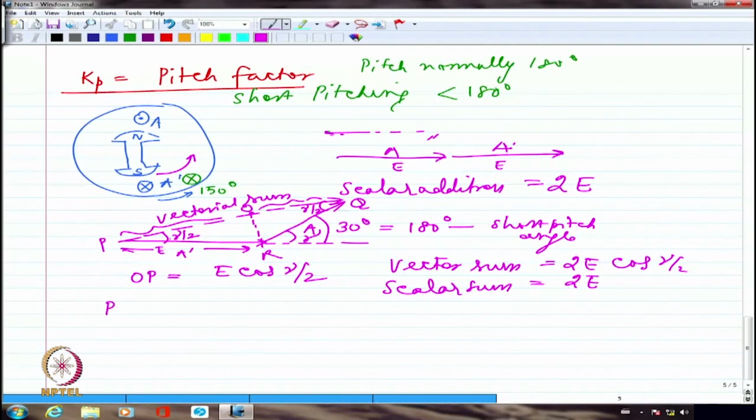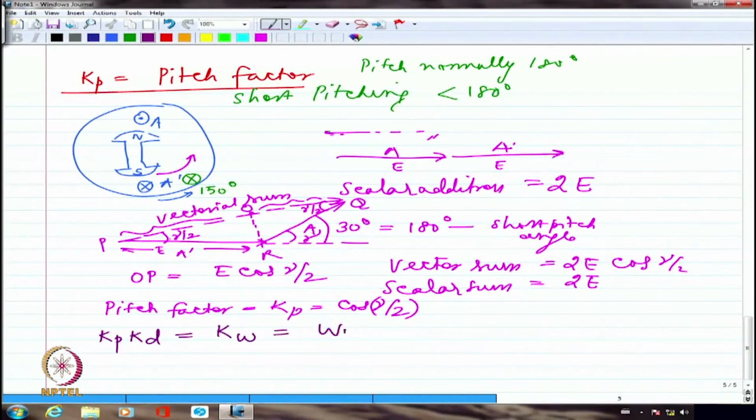So pitch factor or Kp will be cos gamma by 2, where gamma is the angle by which the pitch is shortened. Instead of having 180 degrees, how much I have shortened it, that is going to give me the pitch factor. So these two put together, that is Kp and Kd, the product of these two will always be called as Kw, which is the winding factor.